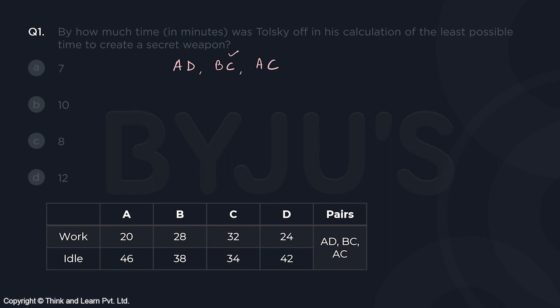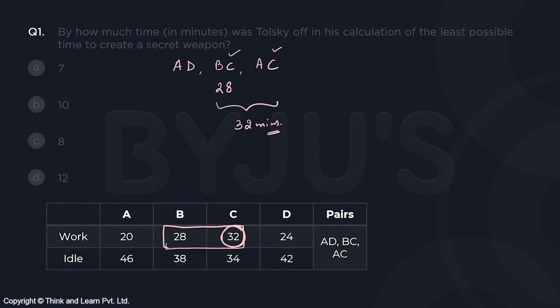Now, two of these pairs have C in them. C is going to work for a total of 32 minutes. So in any case, these two pairs can work for a total of 32 minutes only. I hope you are getting my point. Now, B and C can work for a maximum of 28 minutes. So let us say B and C work for 28 minutes.